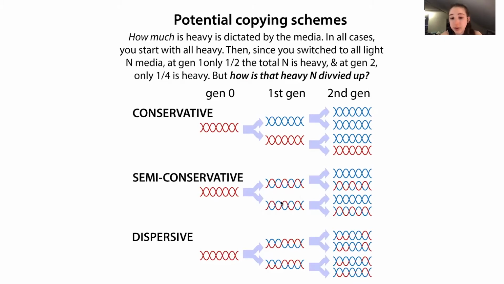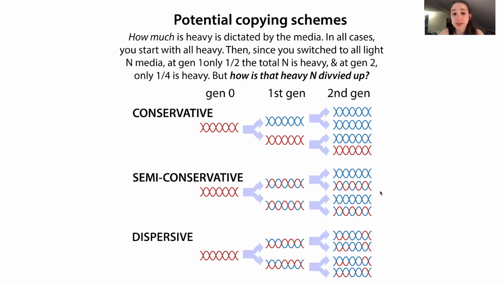We'd split and we'd have two heavy lights. And then in our next generation, we'd still have the two heavy lights, but in this case, it would be a new second strand with the heavy. And then we'd have two lights. But in the distributive model, we would have, since the very beginning, a mix. And then over time, you would have less and less of the heavy because you're kind of diluting it out. But each of the pieces would still have a little bit of heavy.